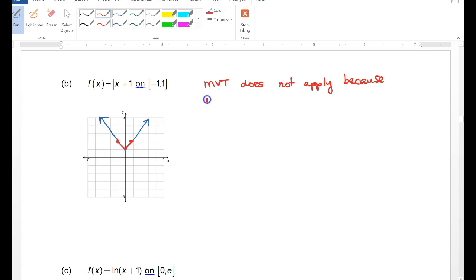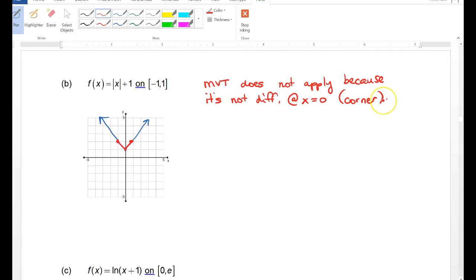because it's not differentiable at x equals 0. And how do we know that? Because we could see that there's a corner. Good. So we're done. Okay, we don't have to do anything. We just say that the mean value theorem doesn't apply. Done.